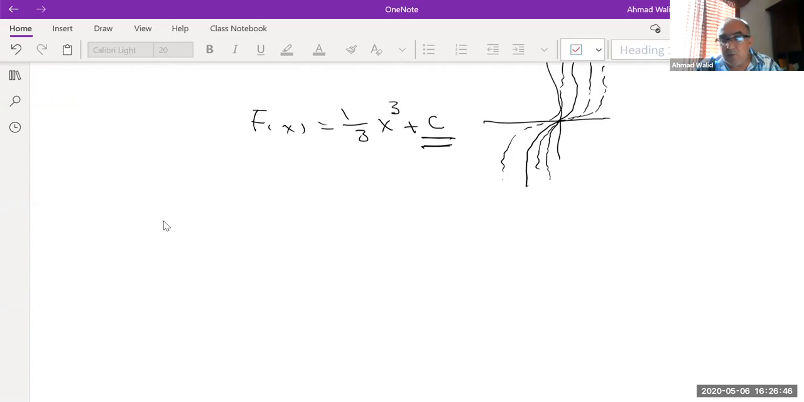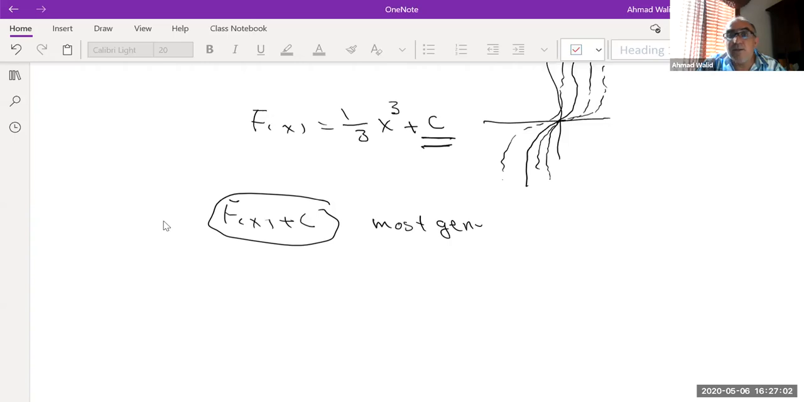Then when we write it this way, when we write F of x plus c, we call this the most general antiderivative of f. Soon after giving the formula for you, I'll explain all of them for you, correct?